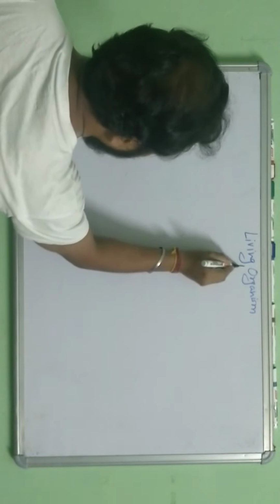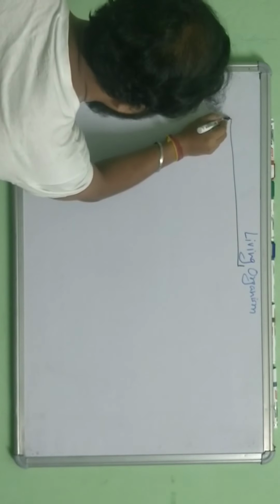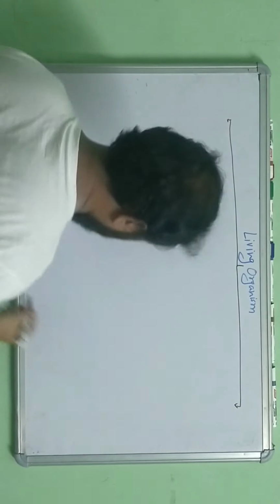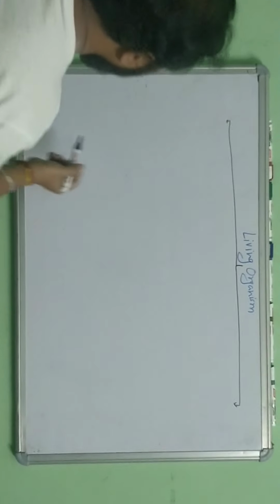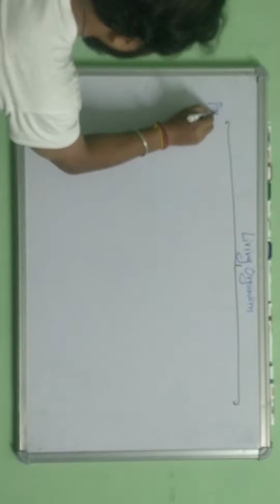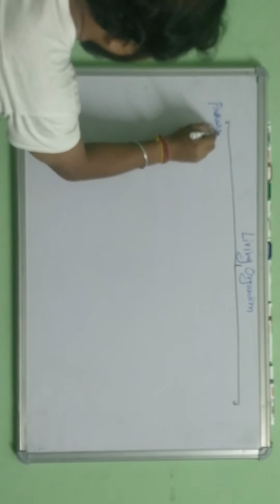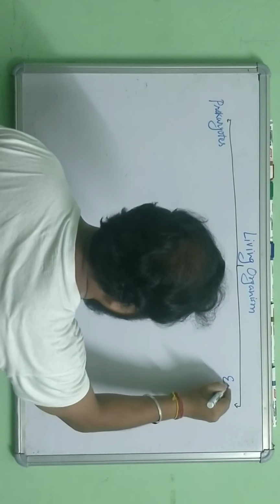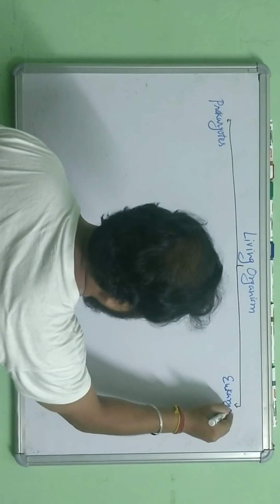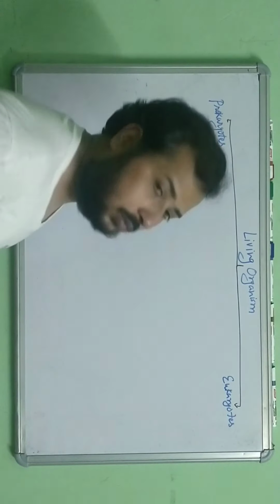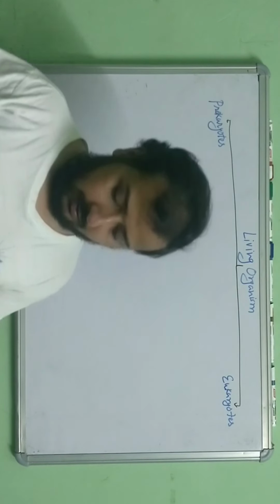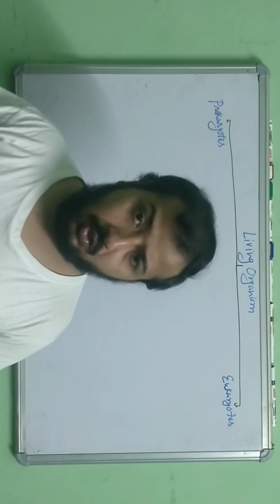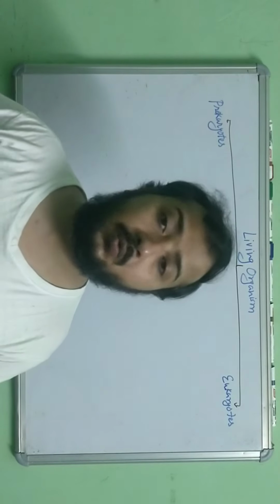Broadly into two categories. What are these? Prokaryotes and eukaryotes. Let me tell you what prokaryotes are. Prokaryotes are the organisms which don't have a well-defined nucleus.